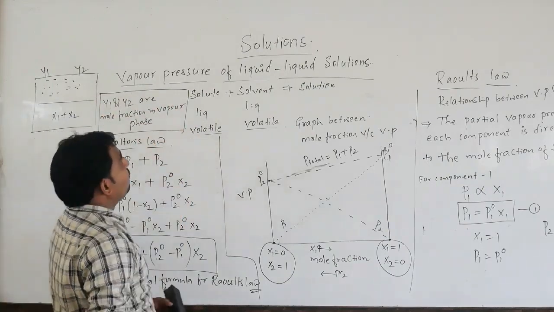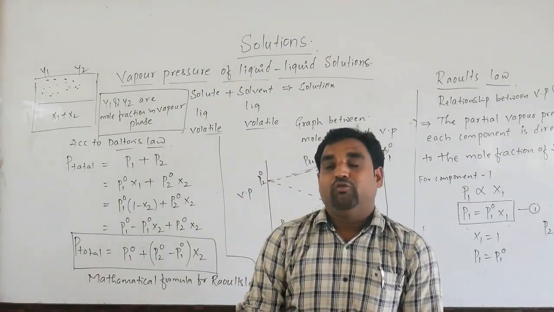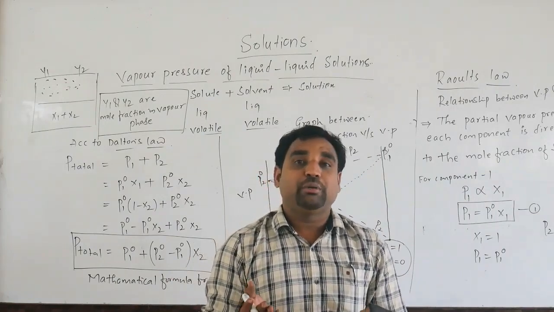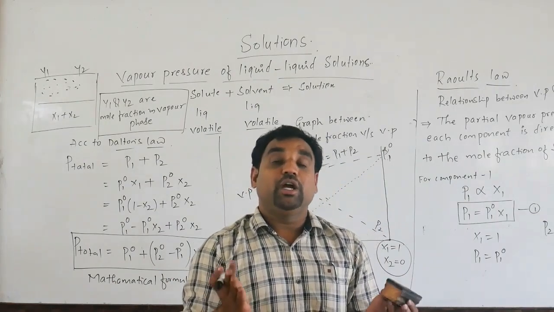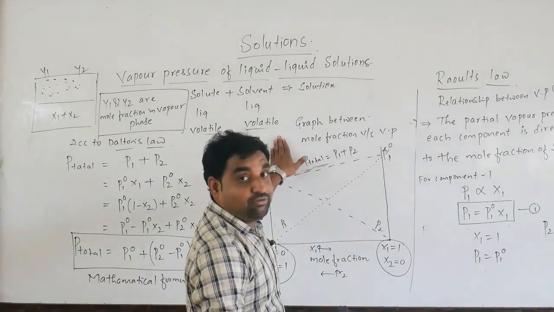So this is the vapor pressure of a liquid solution. Overall, when we add two volatile liquids, what about the total vapor pressure of the solution? We have to do the sum. Already we discussed that one.